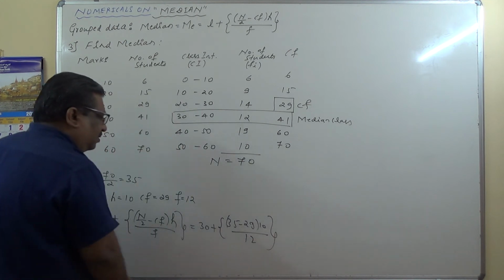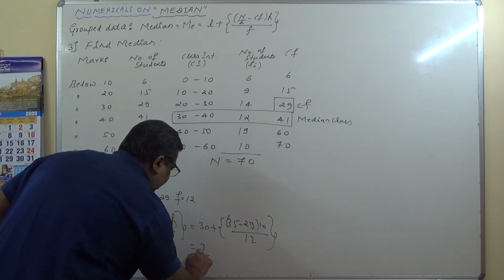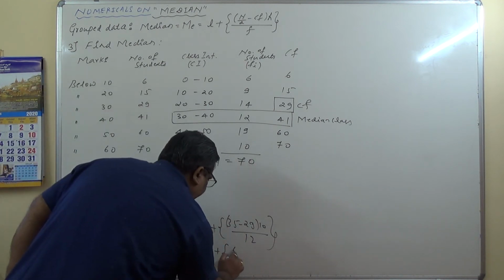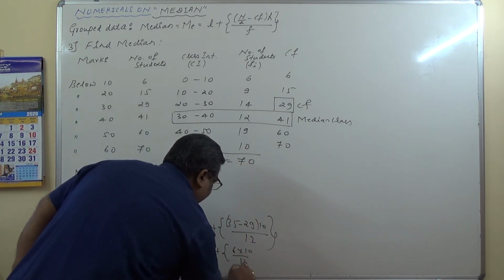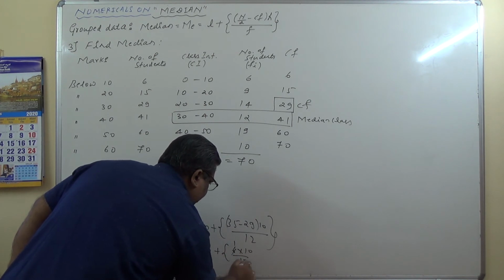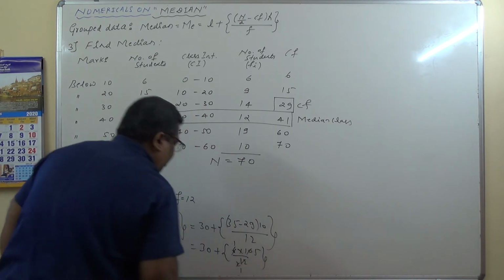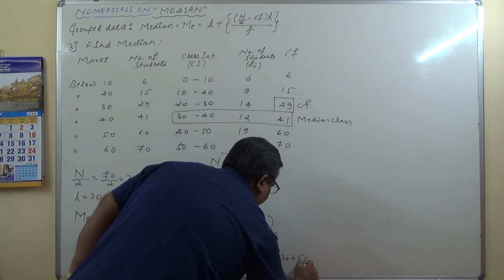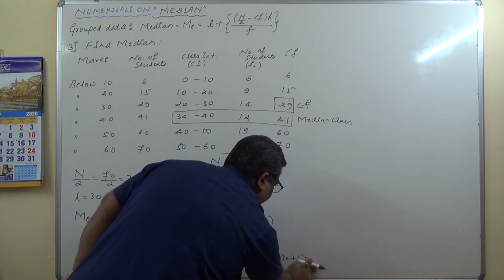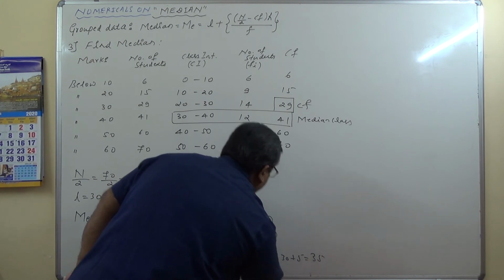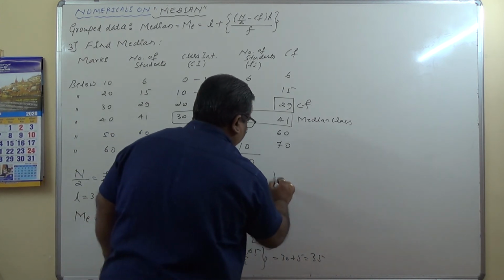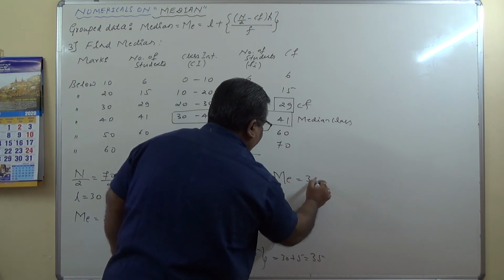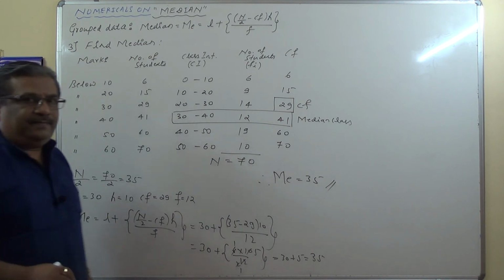So this is equal to 30 plus, in brackets, 35 minus 29, which is 6, into 10, divided by 12. 6 ones are 6, 6 twos are 12, 2 ones are 2, 2 fives are 10. So median is equal to 30 plus 5, which is 35. Therefore, median marks is equal to 35 should be my answer. Check the answer. It is 35.